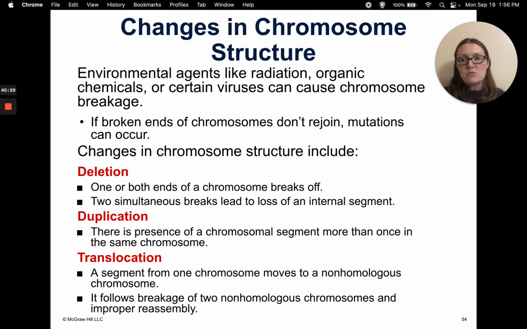We can also have a duplication, where too much information gets repeated, and that can cause issues. And then a translocation is basically taking a chunk and swapping it, almost like we saw with crossing over, but it's not with the homologous chromosome. So it's a chromosome that is not similar to it. This is messing up the genetic code, whereas with homologous chromosomes, it didn't really matter because the chromosomes were similar anyways. But if we're doing this with a non-homologous chromosome, that's going to mess up the genetic information as well.